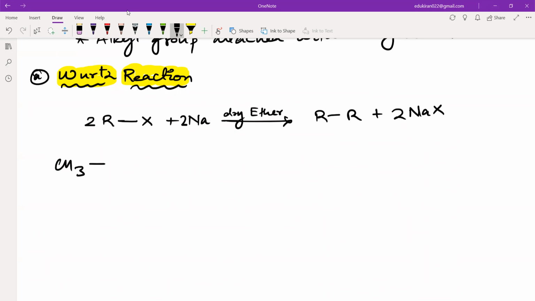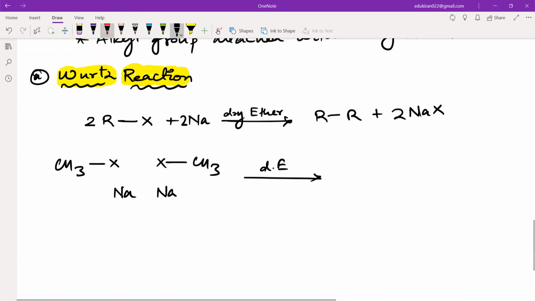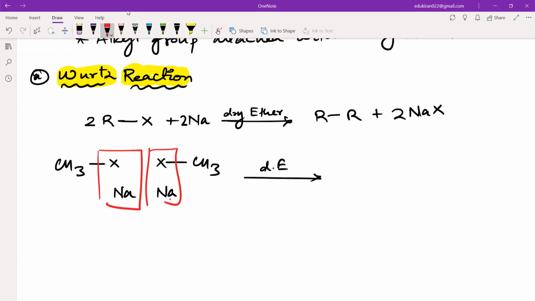So if I have 2 moles of CH3X and 2 moles of sodium in the presence of dry ether, what happens? They form a bond, and this CH3 attaches to that CH3. It's very simple. You will get double the number of carbon atoms as compared to the alkyl group in the alkyl halide.